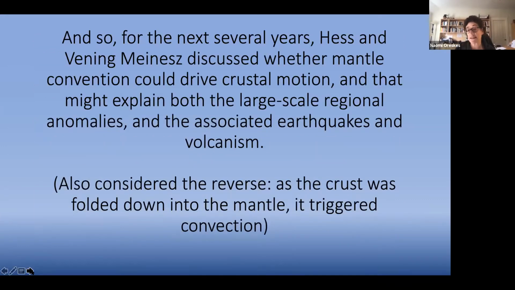And so for the next several years in the mid and late 1930s, Hess and Vening Meinesz had a sustained conversation about whether mantle convection could drive crustal motion, and whether that could explain both the large-scale regional geophysical anomalies and the associated earthquakes and volcanism. And they also considered the reverse. As the crust was folded down into the mantle, maybe it was the sinking of the crust that was triggering convection.